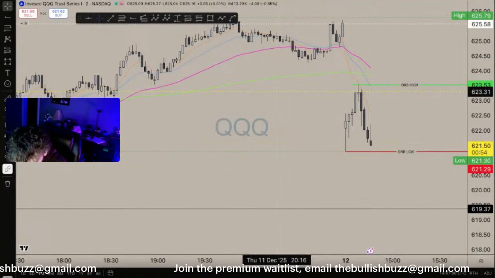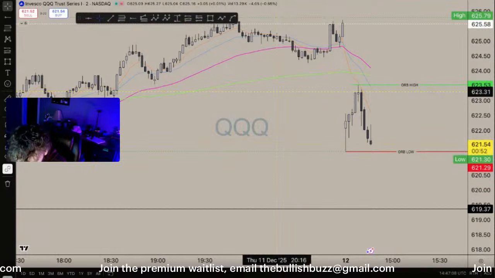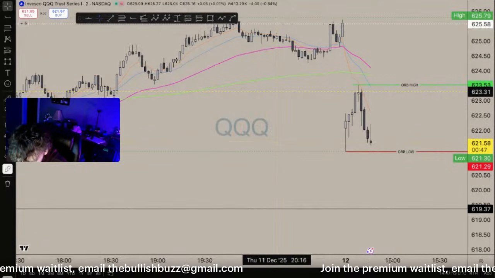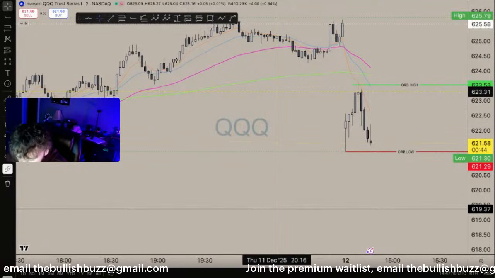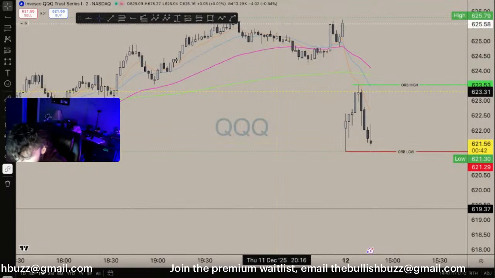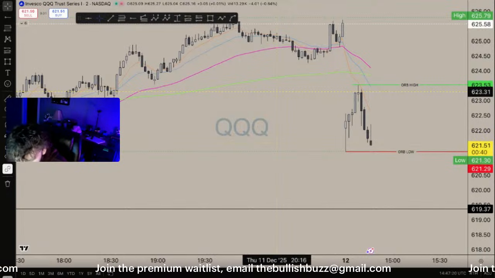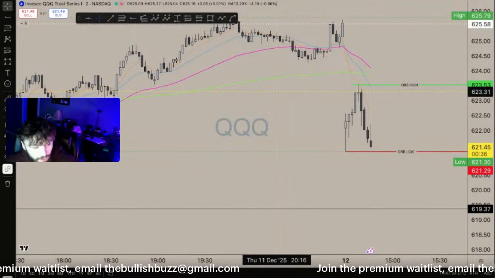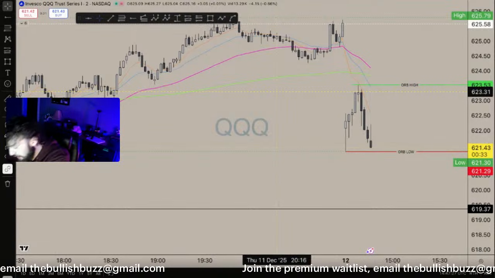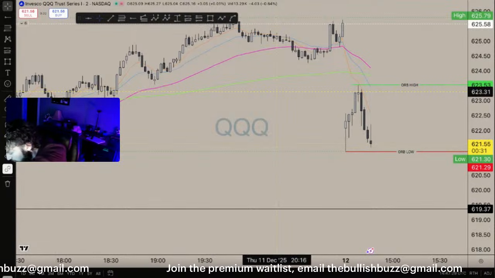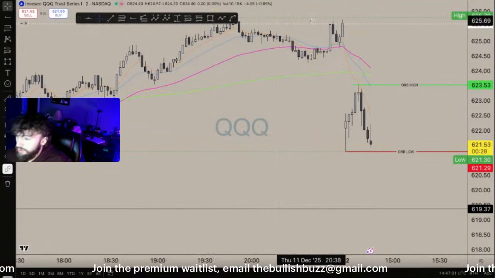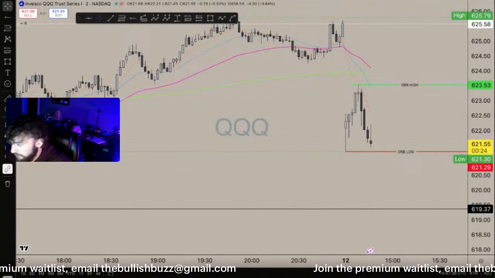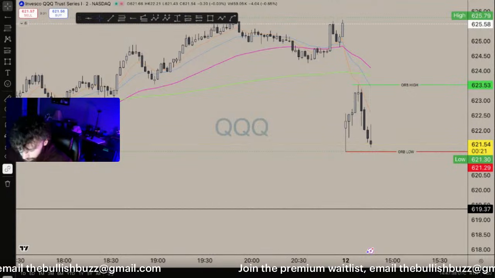So we'll see what we get here. UNH is still moving higher. All right, boys, if we do get this put, we're going to be looking at the 620 puts. 620 or 619. Either one.